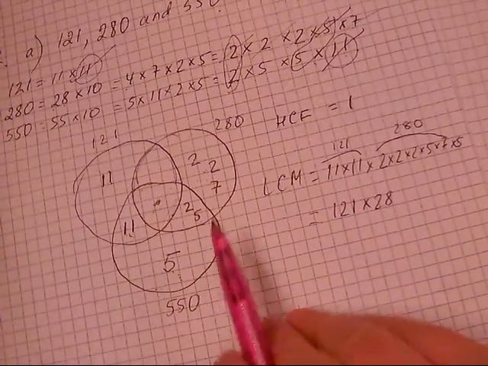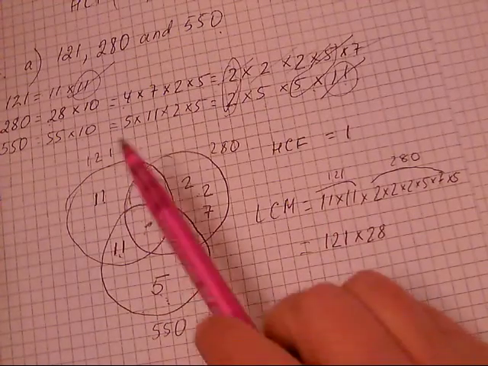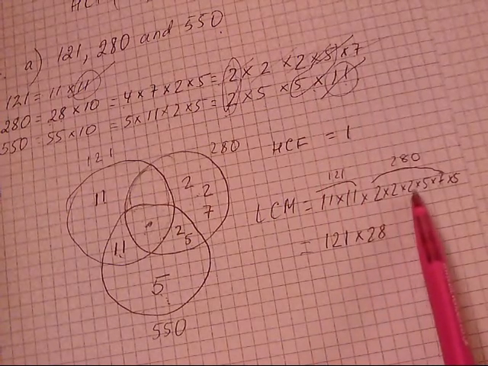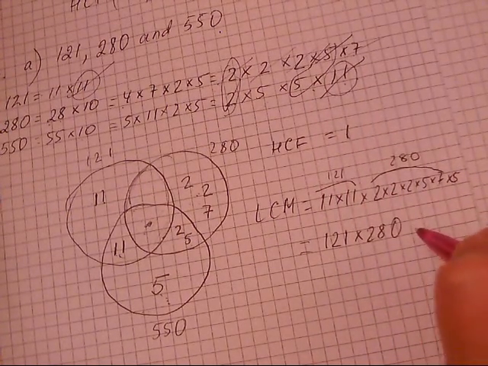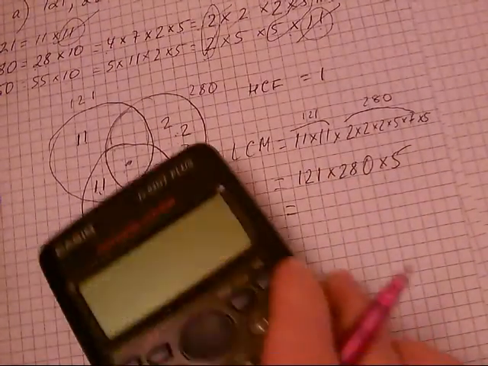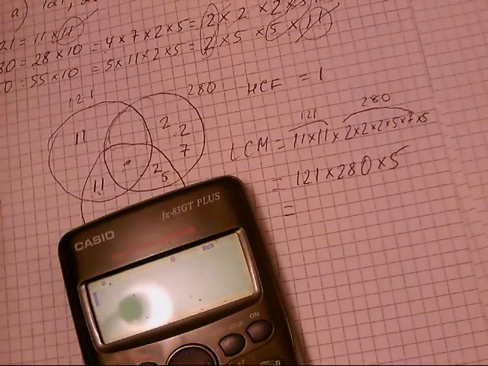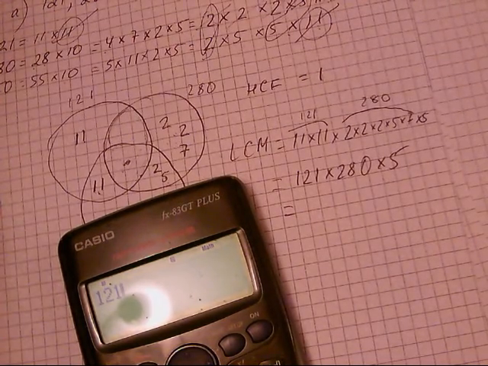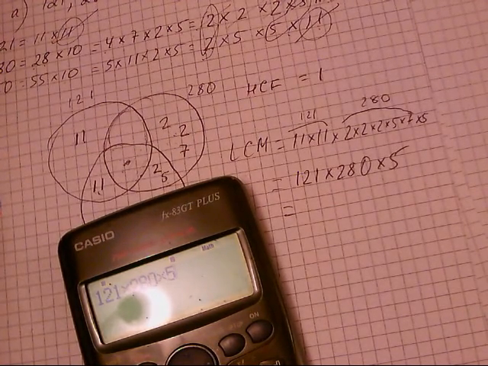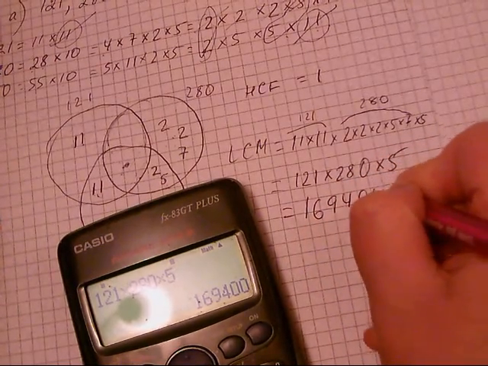Sorry, so you didn't see, so I will repeat. You see, 11 times 11 is 121, true? And 2 times 2 times 2 times 5 times 7 is 280, multiplied by 5, and now we'll take your calculators and find the product. Of course you can practice multiplication skills and multiply it yourself. 121 times 280 and times 5, and the answer is 169,400.